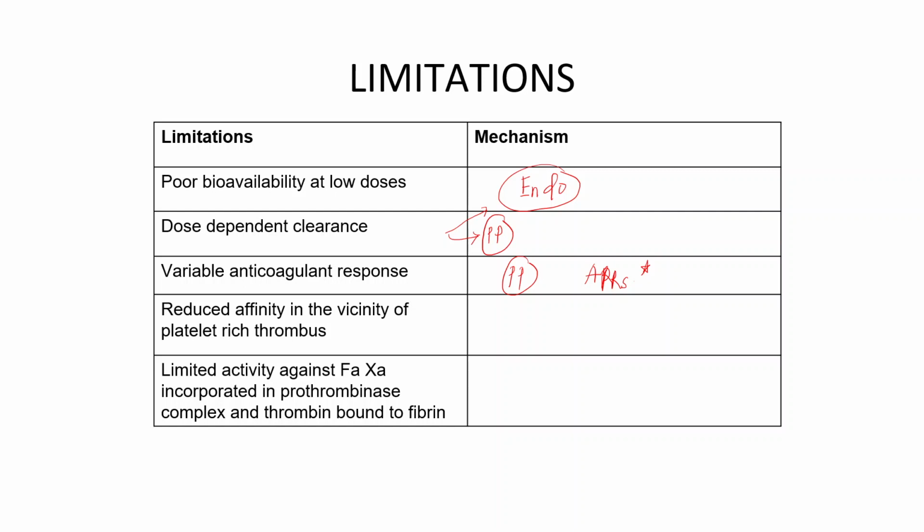Okay. And a reduced affinity in the vicinity of platelet-rich thrombus. This is because of binding to platelet factor 4. This I have already discussed. Because they bind to platelet factor 4, which will reduce the activity of heparin in the vicinity of platelet-rich thrombus.